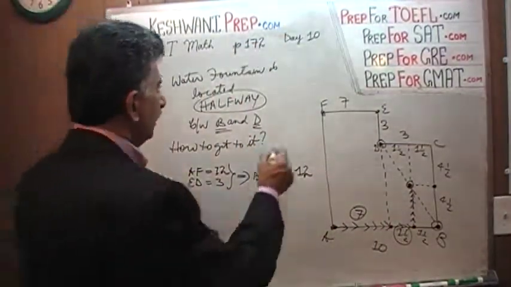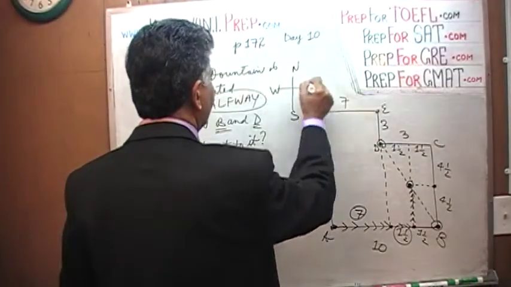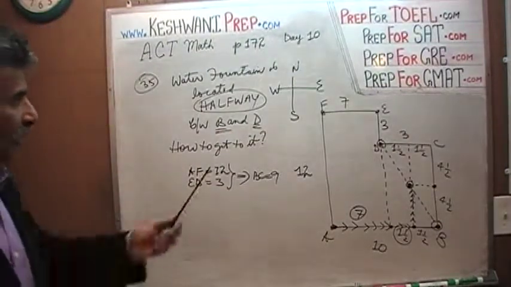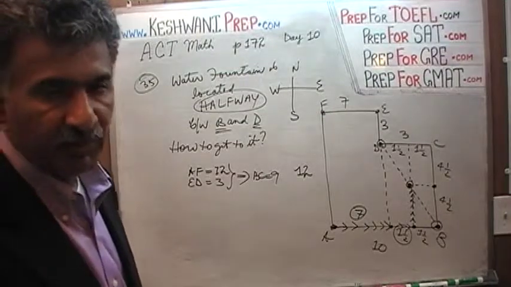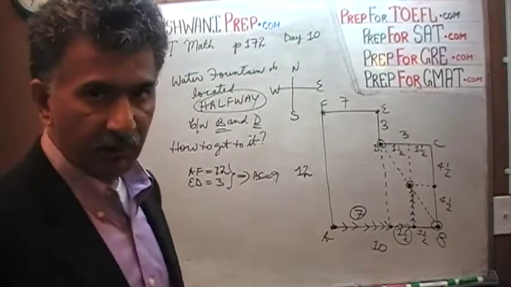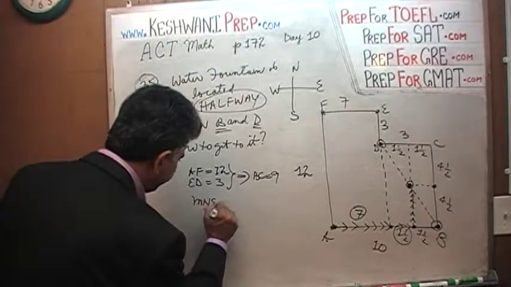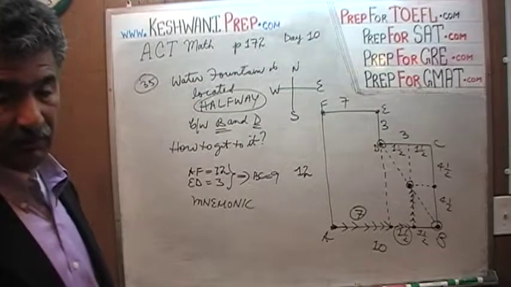Well, here's your compass: north, south, west, and east. And how do we remember this? Do you have a mnemonic device for it, or do you just know it? I can't just memorize it. I can't just know it. I have a mnemonic device for it. You understand what mnemonic means, right? Mnemonic means something that you make up to help you remember something.